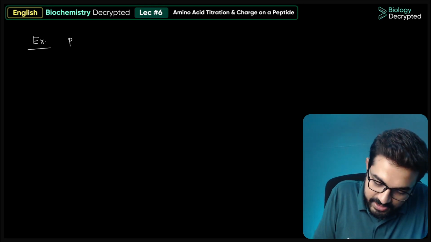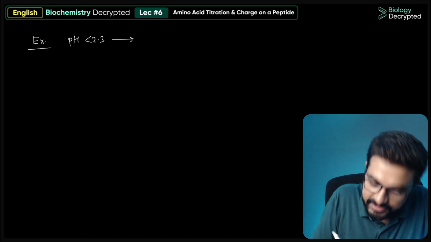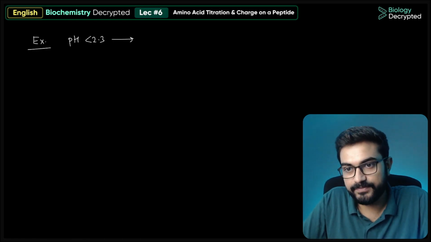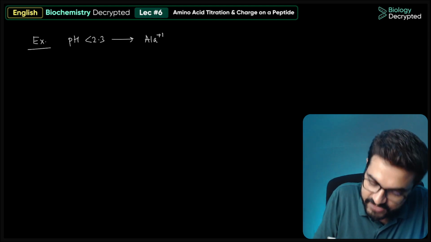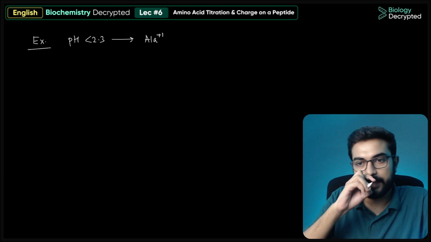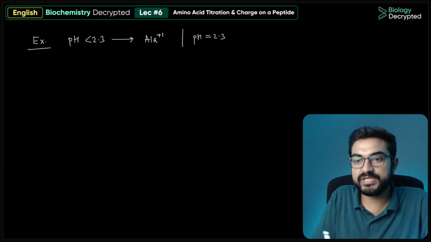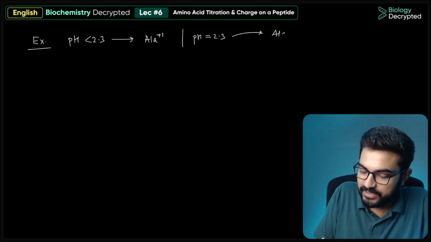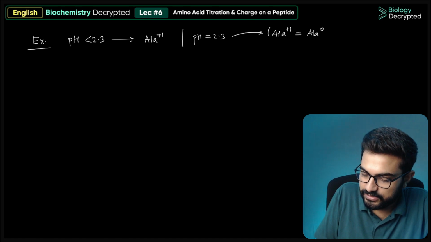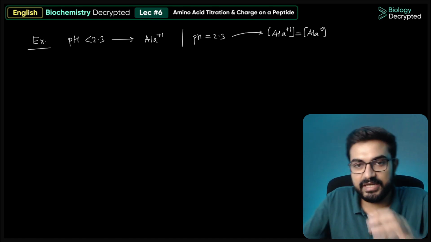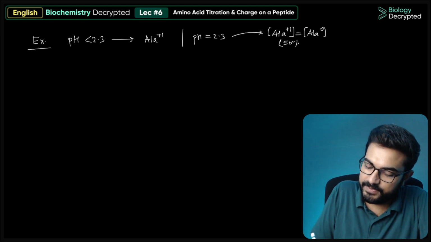Well, at pH less than 2.3, what do we observe? Obviously, the first species is dominant. The dominant species is alanine plus 1. Now, if we talk about a pH equal to 2.3, what can we say? We can say that there is an equilibrium between alanine plus 1 and alanine 0. They have equal concentration. We can say that there is 50% ionization.